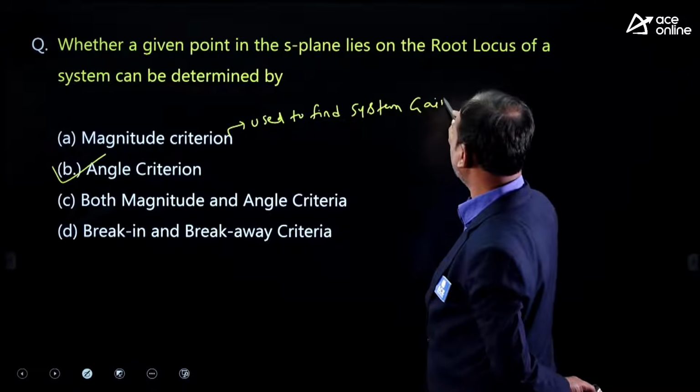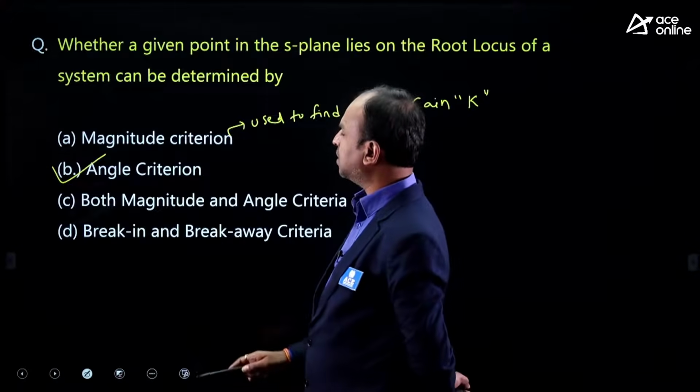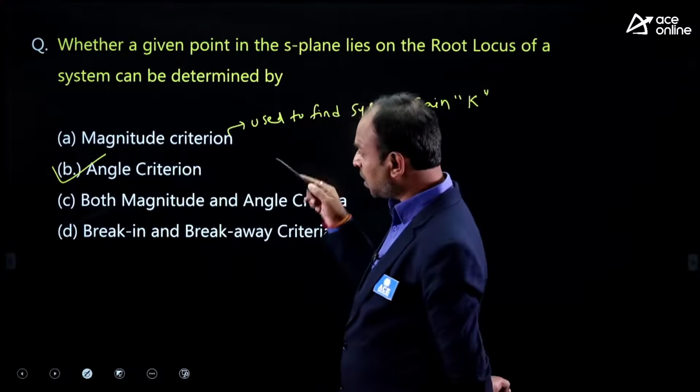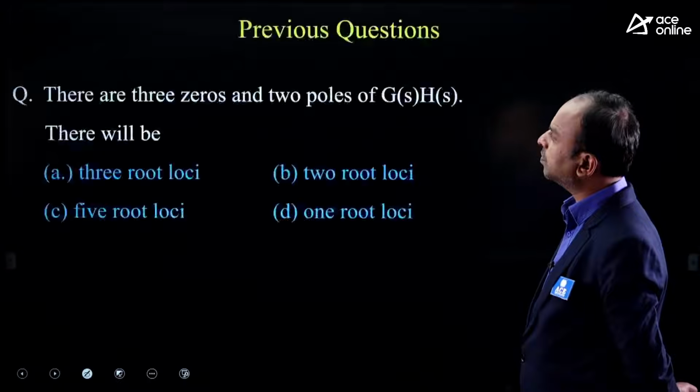There are 2 conditions required. To find the system gain K, we require the magnitude condition. To check whether the point exists on the root locus or not, we require the angle condition. This type of question we can expect.